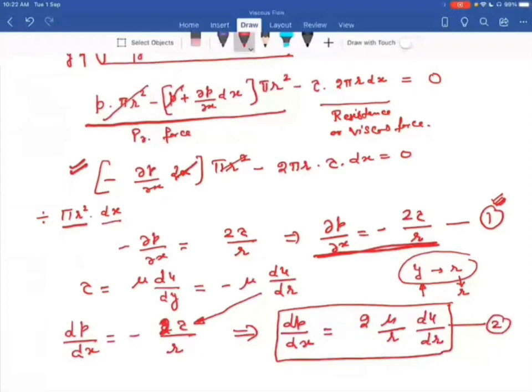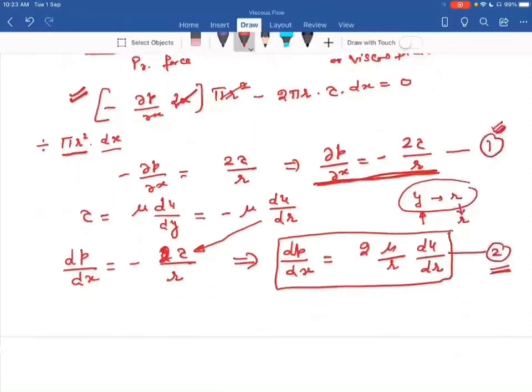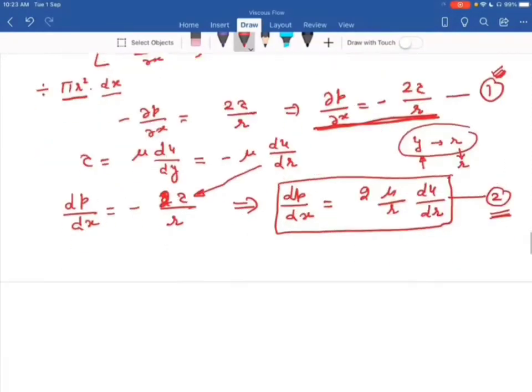This is the relationship between pressure gradient and velocity gradient. Equation number 2 is a relationship between pressure gradient and velocity gradient. Equation number 2 we now use to find the velocity profile along this section. To find the velocity distribution, what I can do now is integrate equation number 2 with respect to r.